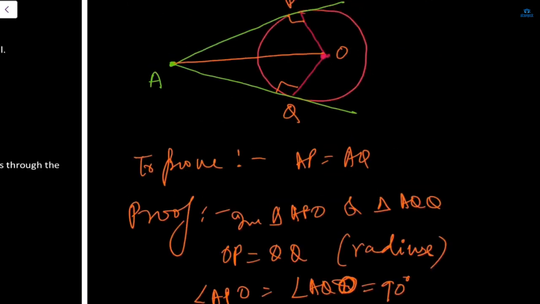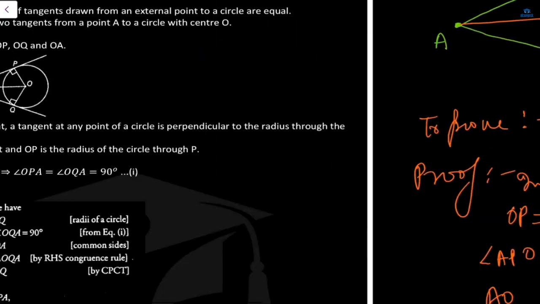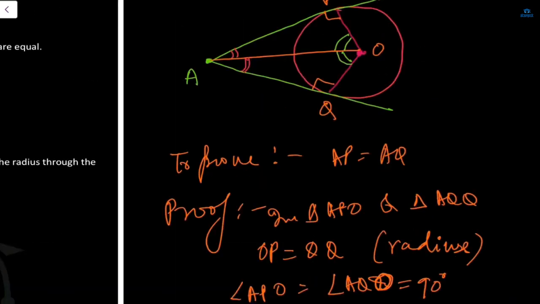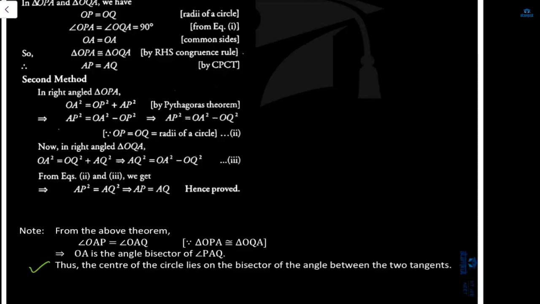Understood here? Now, since these two triangles are congruent, you can tell that these two angles are also equal. That means the line OA bisects the angle at the center. Thus, the center of the circle lies on the bisector of the angle between the two tangents. And these two angles are also equal here because the two triangles are congruent. Any doubt here?